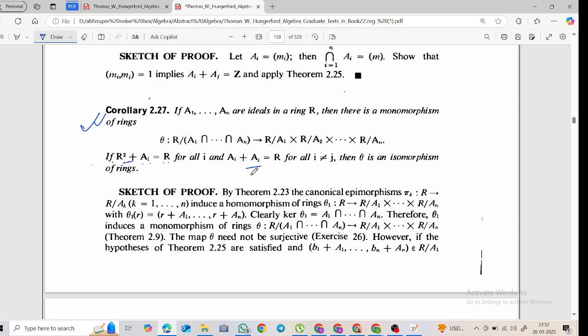Shubrita, what does this notation mean? R square plus A. This is a weird notation. What does it mean?